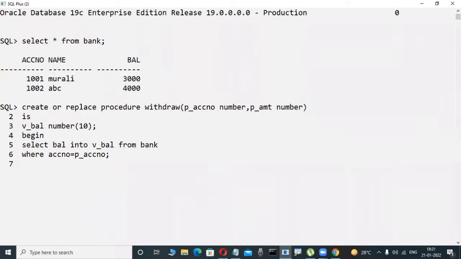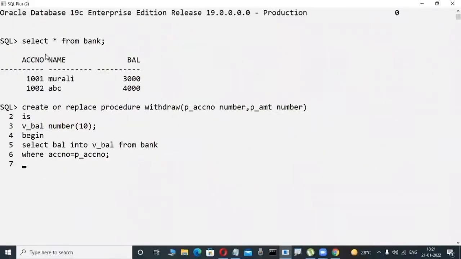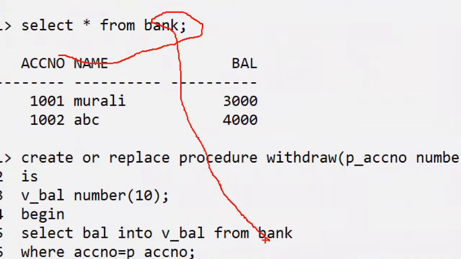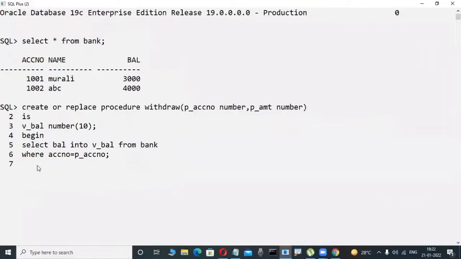Suppose a bank table is there. In this table format, your transactions are stored. I'm using this table in this PLSQL code. Here I'm checking the balance, using only the account number. Whenever I insert an ATM card and try to withdraw 9,000, as in the previous case, that is the amount.